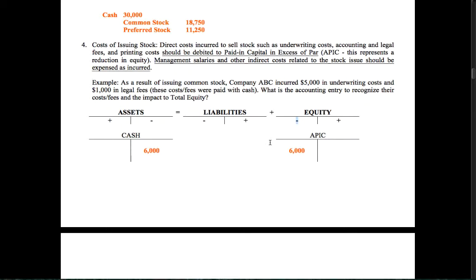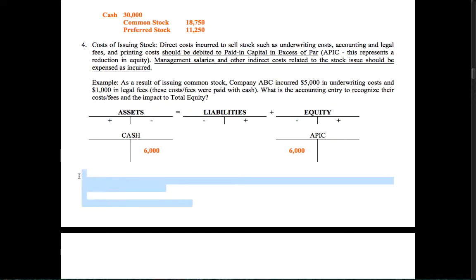This is one of those questions you could get asked on. In a circumstance when a company incurs direct costs for issuing stock, what impact does that have on total equity? As you can see from this, the answer would be it decreases total equity, because you would have to reduce the additional paid in capital account.